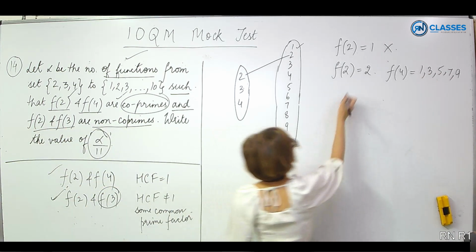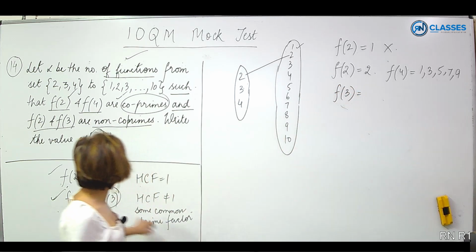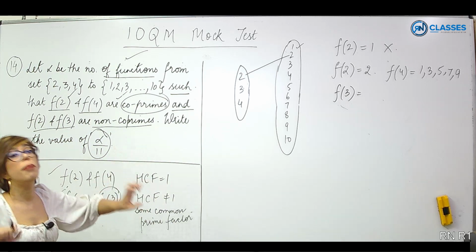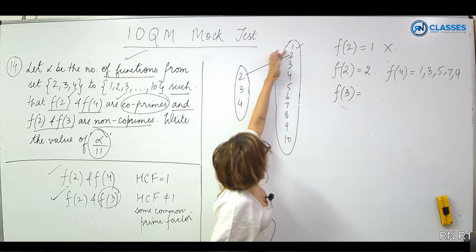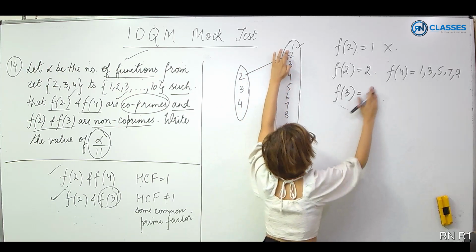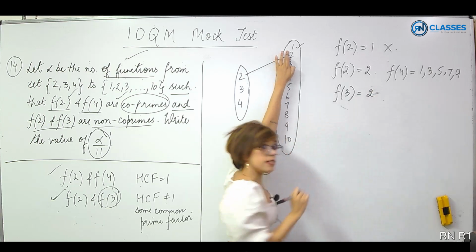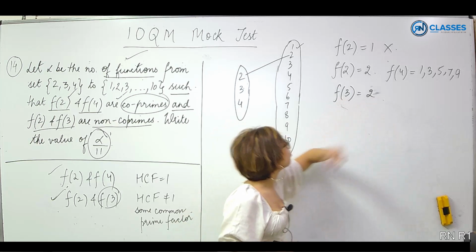F of 3. Okay, let's see. Right now, I want f of 3 and f of 2 to be non-co-prime. That means they should have a common prime factor. F of 3. Do you think I can put f of 3 as 1? It should have a common prime factor. So, answer won't be possible. Do you think I can put 2? Answer is yes. Now, it has a common prime factor, that is 2 itself. Fine. F of 3 can be 2.